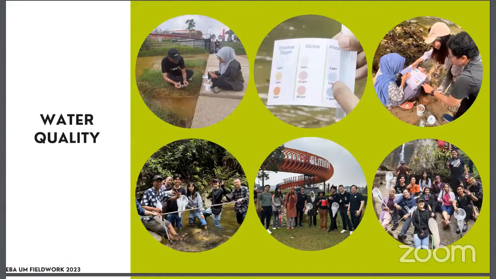Okay, for the water quality, these are some photos that we took during the fieldwork, where the participants conducted the water quality test using a specific kit provided during the fieldwork. As you can see, we have indicators such as dissolved oxygen, nitrate, and phosphate. And the students have achieved the skill to measure water quality using the toolkit. We also have the students using nets to capture dragonflies and butterflies, which is very troublesome.